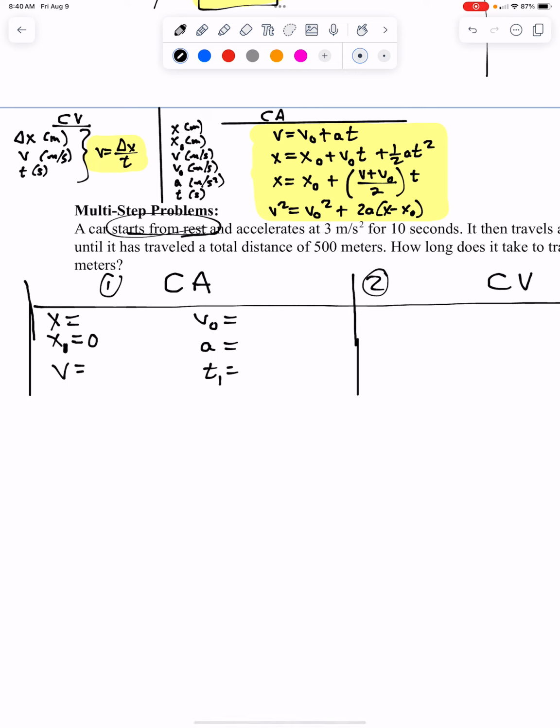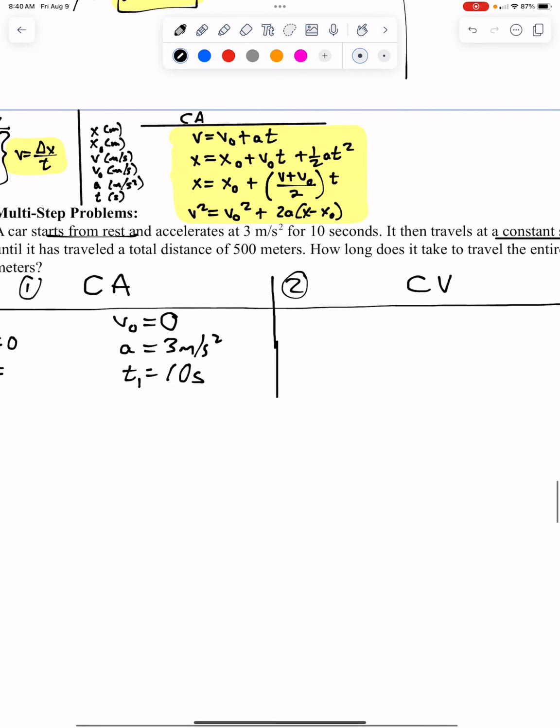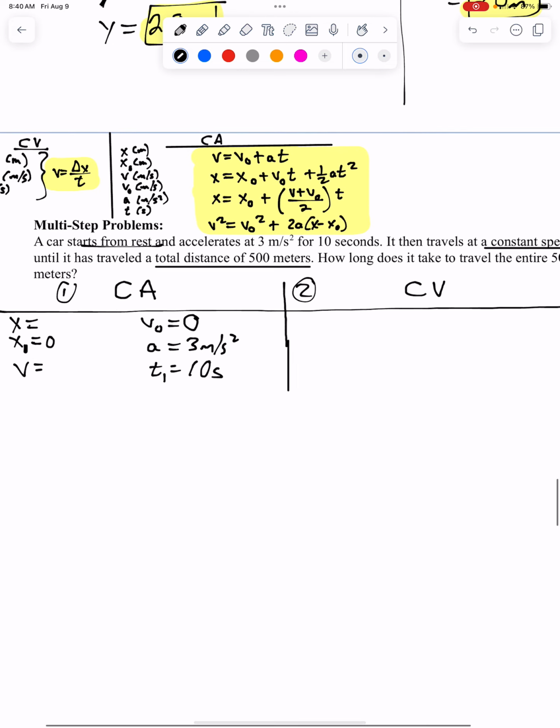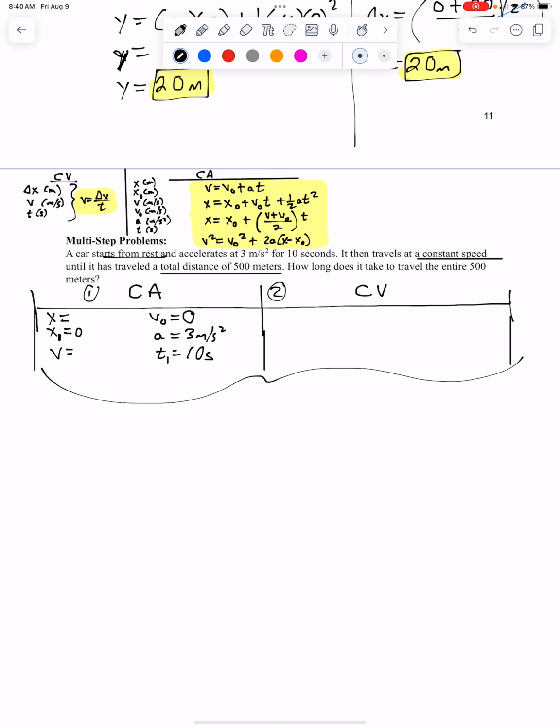Car starts from rest. What does that mean? That means V naught, the initial velocity, is 0. Accelerates at 3 meters per second squared. That's A, your acceleration, for 10 seconds. There's your time. So we know T1 is 10 seconds. It says it then travels at a constant speed until it's traveled a total distance of 500 meters, meaning the total distance traveled is 500 meters. That means this X plus this X have to add up to 500 meters. Okay, so we'll get to that in a second.